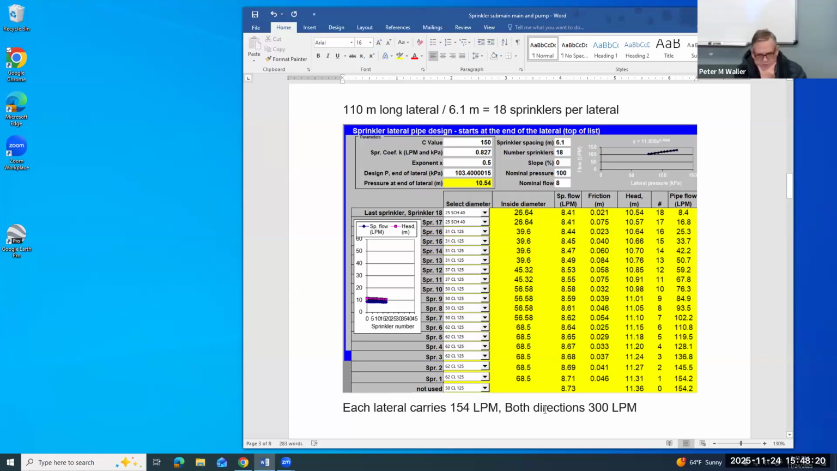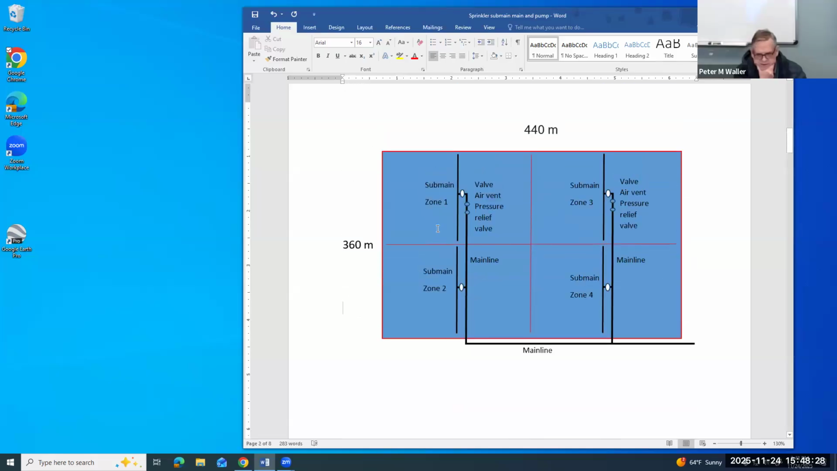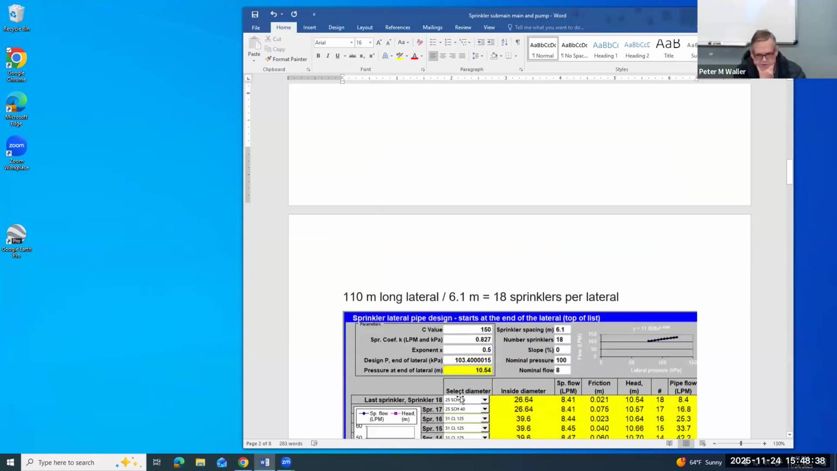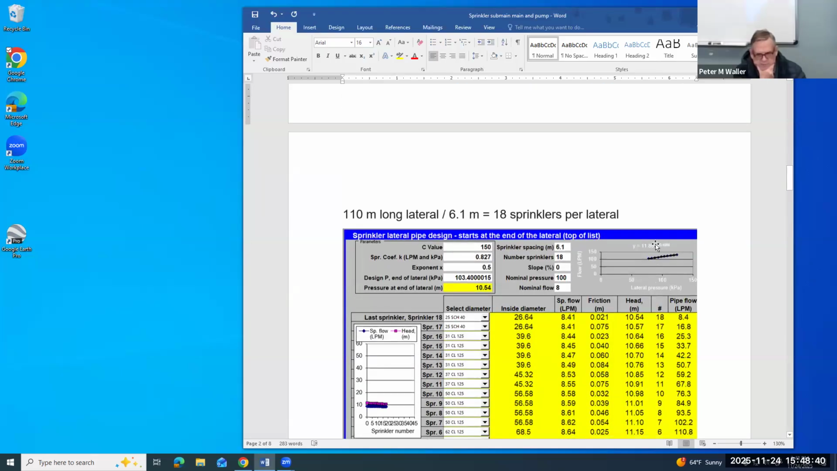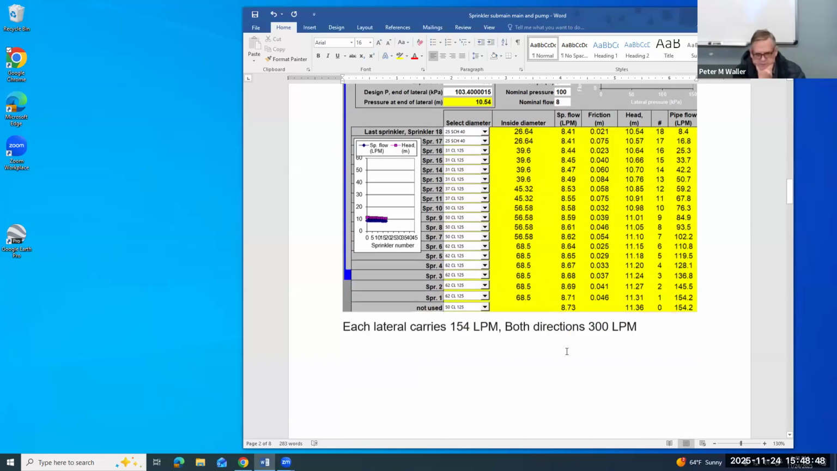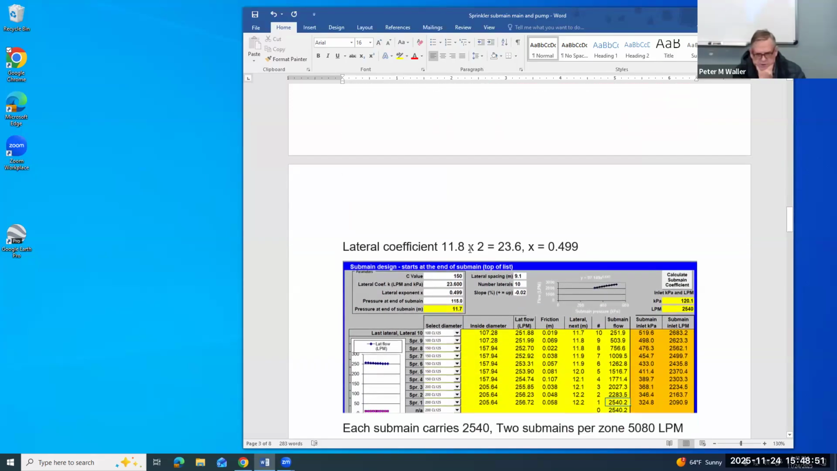With respect to the submain, we need to consider both directions because laterals are going off our submain in both directions. The spreadsheet is only calculating for one direction, so we're going to have to double that. Our lateral coefficient is 11.8 times x to the 0.499 or something. For our submain, we have to double 11.8, so we have a lateral coefficient here of 23.6.